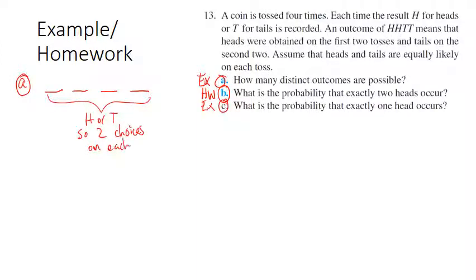So what I'm going to get here is 2 times 2, so it's times 2 times 2, and that is going to be 16. So the answer to part A is 16. And then now let me do part C.